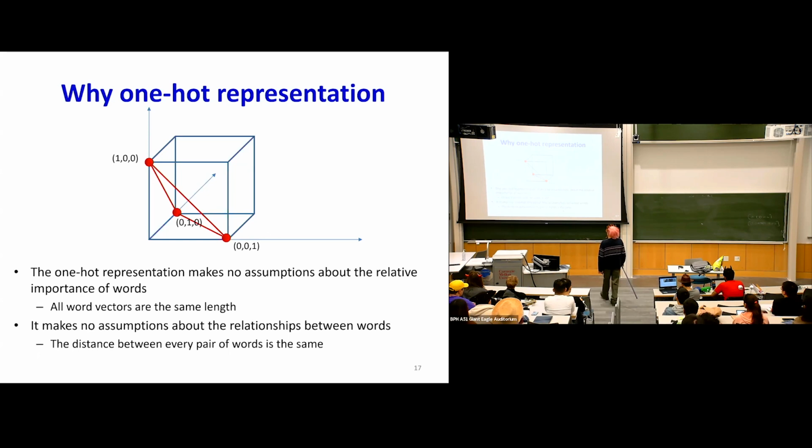So the reason we use one-hot representations is that they make no assumption about the relative importance of words. All word vectors are the same length, and the distances between words are all the same, right? So we like this idea, but we don't want to work in this extremely high, cursed dimensionality. You would like to reduce the dimensionality. But if you reduce the dimensionality, you're going to lose this equidistance property between words.